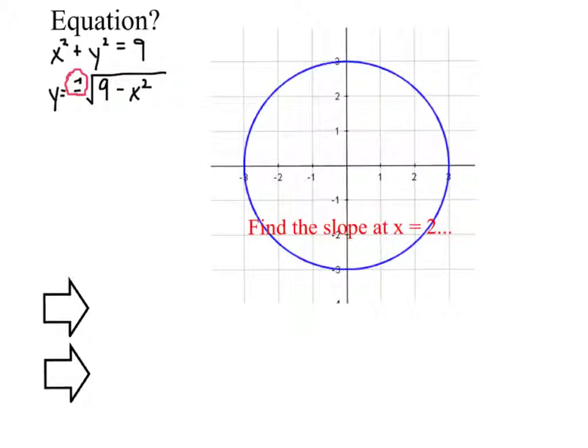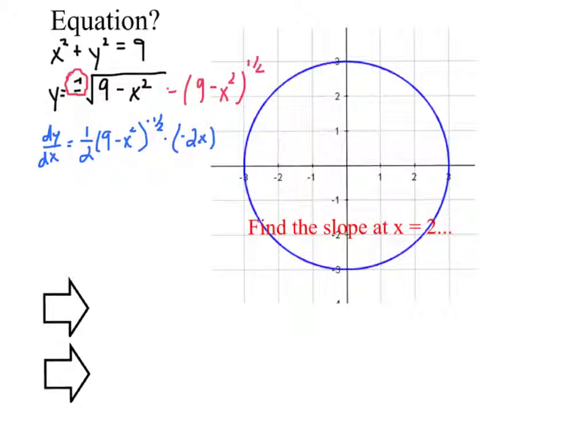And again, you can do that with your algebra to get a y equals. Knowing that I'm going to need the derivative, I'm going to rewrite this as 9 minus x squared to the 1/2 power. Okay? So my derivative: bring the 1/2 out front, leave the inside alone. Now it's to the negative 1/2, and multiply by the derivative of the inside, which is negative 2x.